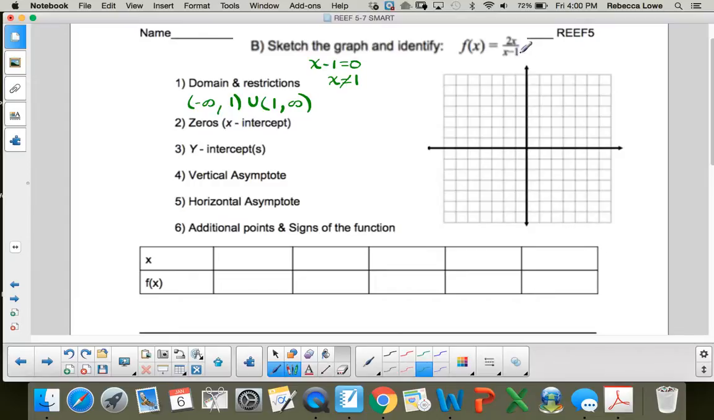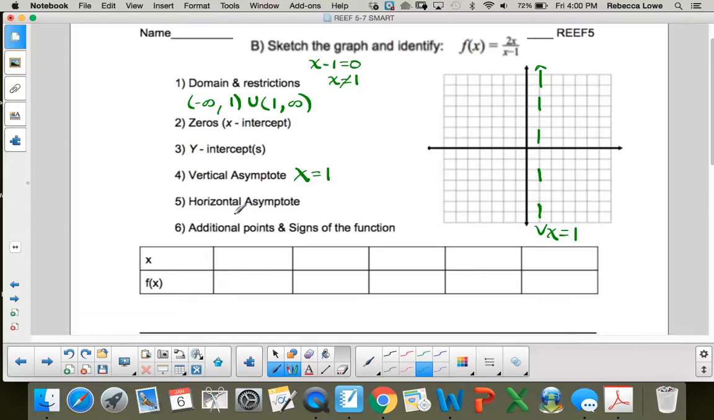If I know the restriction, it's either a hole, if it's a factor that crosses off, or it's a vertical asymptote. Well, it didn't cross off, so it's a vertical asymptote of x equals 1. So that means the graph is going to get really close to 1 but never touch it. So this is us graphing our vertical asymptote of x equals 1.